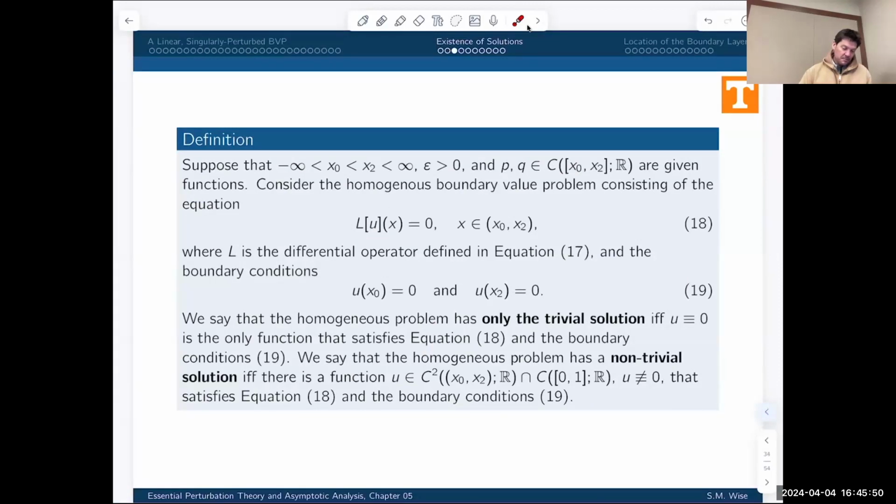All right, suppose my usual things. Consider the homogeneous boundary value problem consisting of the following equation. So this now is what we call a second order differential equation, right? It has an operator on one side set to 0, for all x between x equals x0 and x equals x sub 2. L is the differential operator on the previous page. And we want to use these homogeneous boundary conditions. So we say that this is what we call the homogeneous problem. It has homogeneous forcing term and homogeneous boundary conditions.